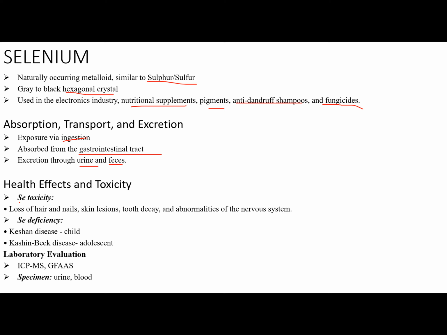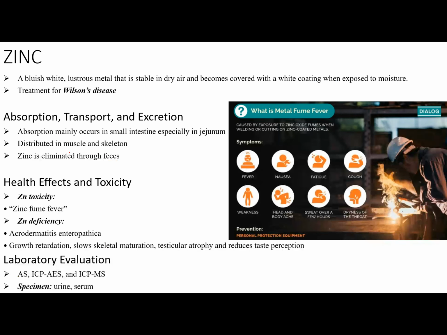Health effects, we have your selenium toxicity would lead to loss of hair and nails, skin lesions, tooth decay, and abnormalities of the nervous system. Selenium deficiency would lead to Keshan disease in children, Kashin-Beck disease in adults. Lab evaluation is via ICP-MS, GFAAS. Specimen is via the urine and blood.